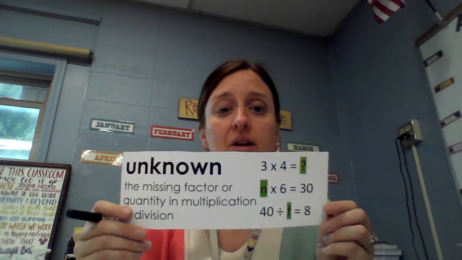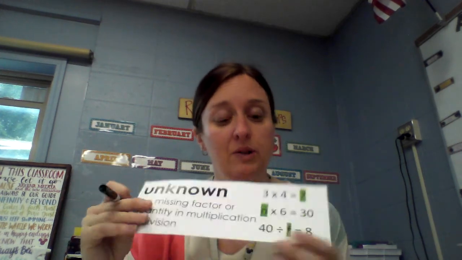So yesterday we talked a lot about how multiplication and division talk about an unknown, something we don't know. And an unknown is an answer or a number that's missing. It could be a factor in a multiplication equation. It could be one of the numbers in our division sentence.